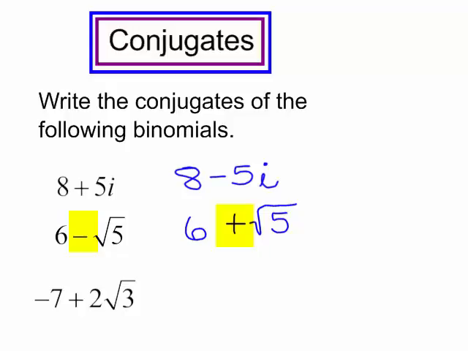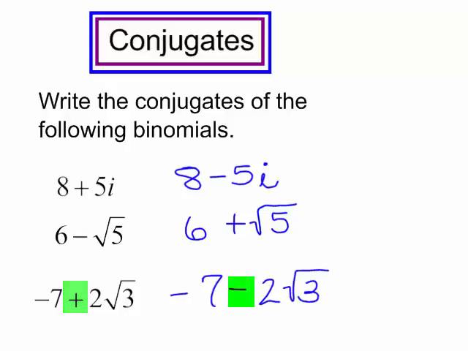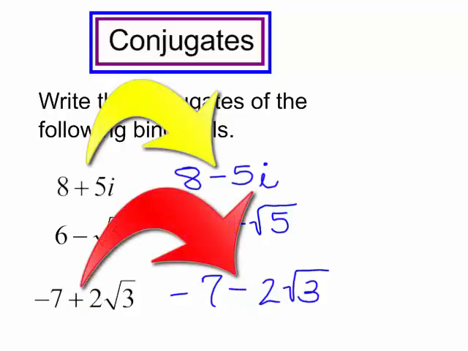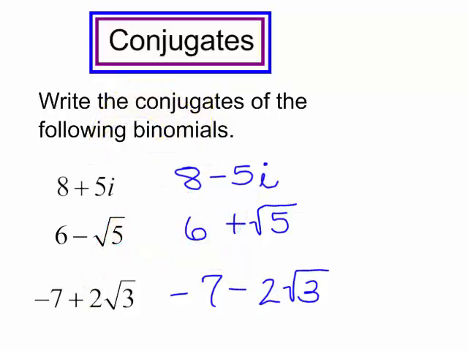Now be careful with this one. The conjugate of negative 7 plus 2 radical 3 is negative 7 minus 2 radical 3. We change the sign, or reverse the sign, in the middle of the two terms.